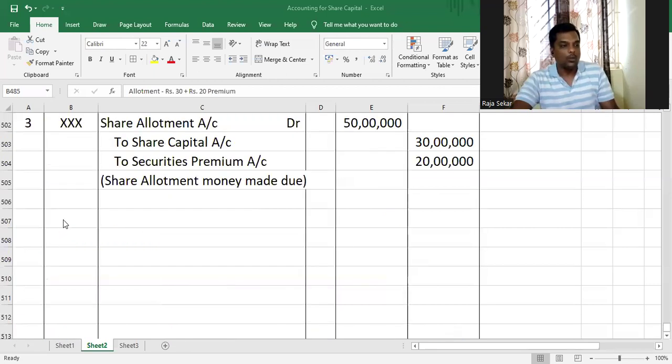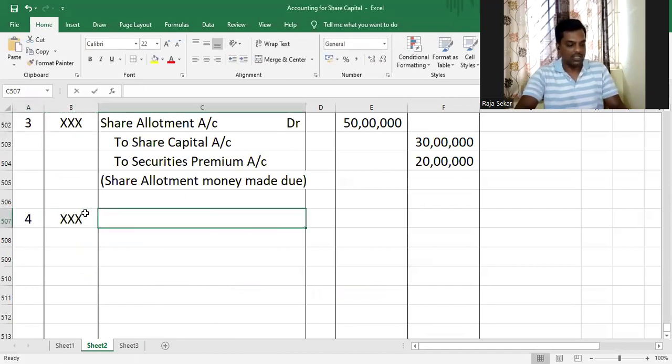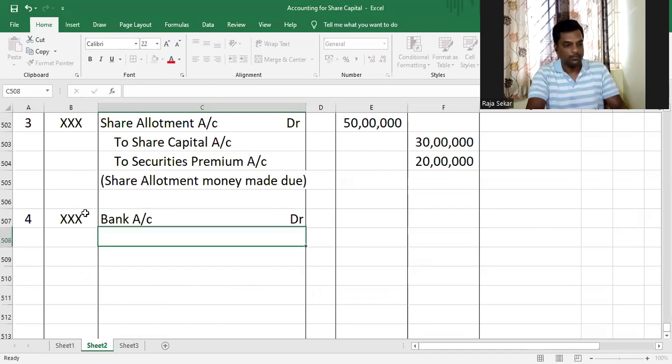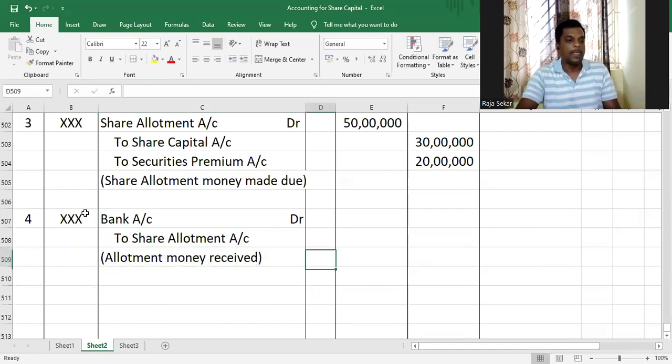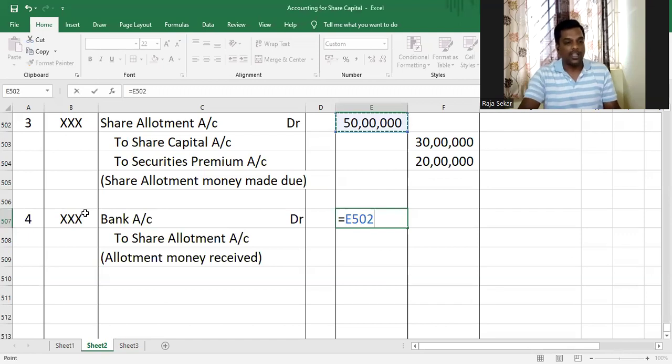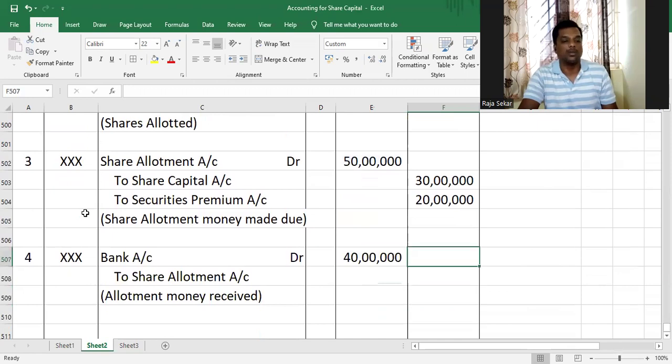All right, now we have to receive the allotment money, and the journal entry for receiving allotment money, when there is no calls in advance or calls in arrears, is bank account debit to share allotment account. Allotment money received. That will be how much, my dear children? The entire allotment money that we made due minus whatever excess application money is available.